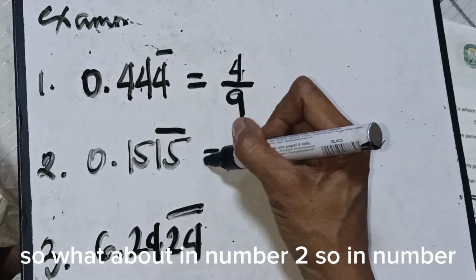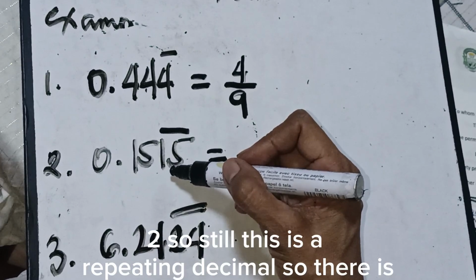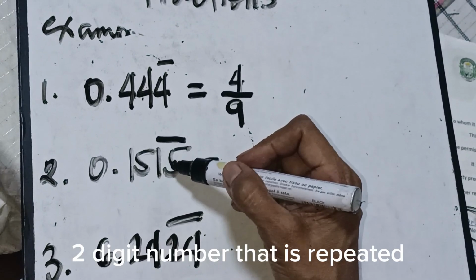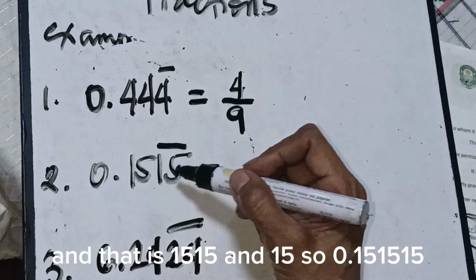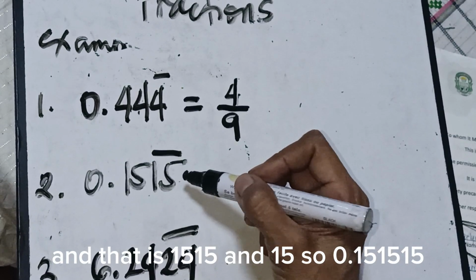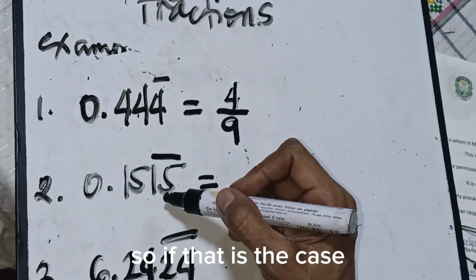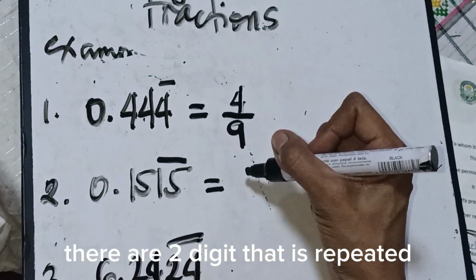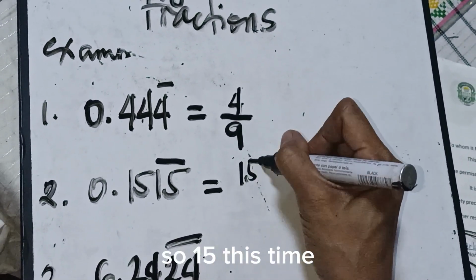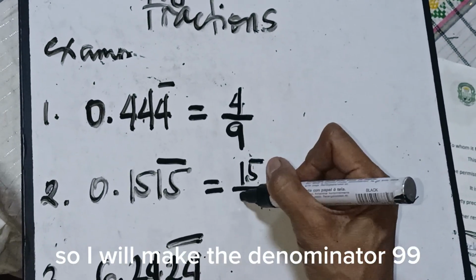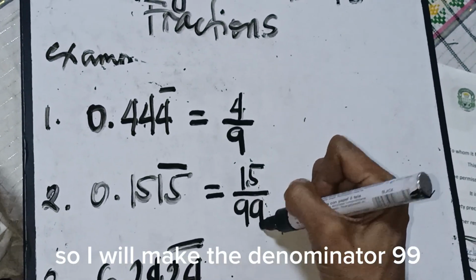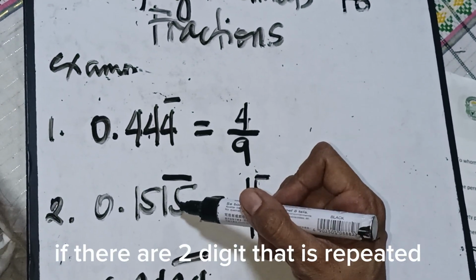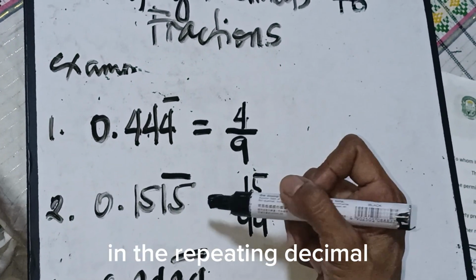So what about in number 2? In number 2, this is still a repeating decimal. There is a 2-digit number that is repeated, and that is 15, 15, and 15. So 0.151515. If that is the case, then there are 2 digits that are repeated, which is 15. So instead of 9, I will make the denominator 99. 99 is the denominator to be used if there are 2 digits repeated in the repeating decimal.